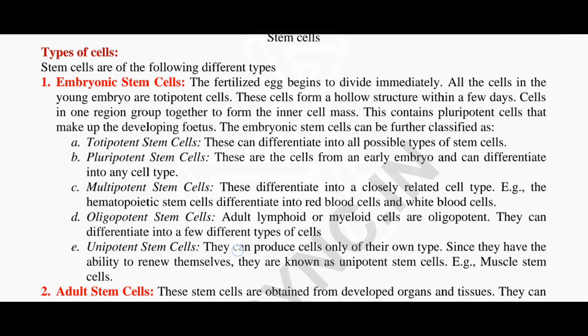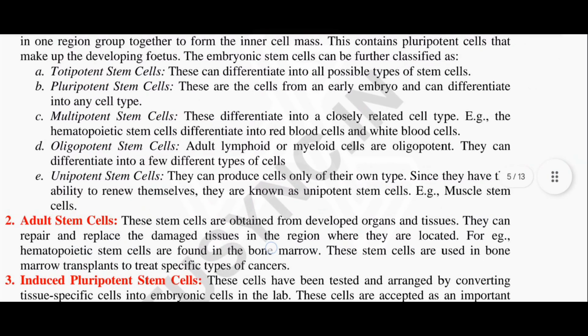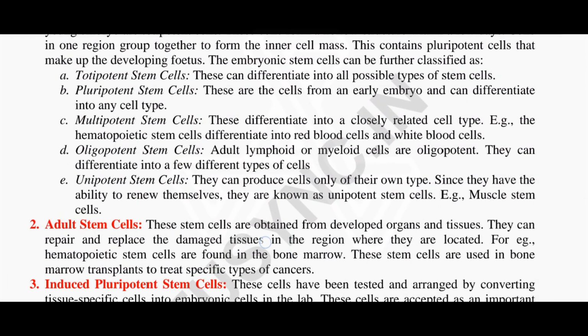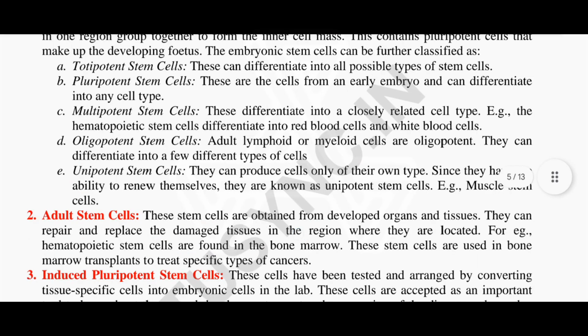Pluripotent stem cells. These are the cells from the early embryo and can differentiate into any cell type. Multipotent stem cells. These differentiate into closely related cell types. For example, the hematopoietic stem cells differentiate into red blood cells and white blood cells. Oligopotent stem cells. Adult lymphoid or myeloid cells are oligopotent. They can differentiate into a few different types of cells.